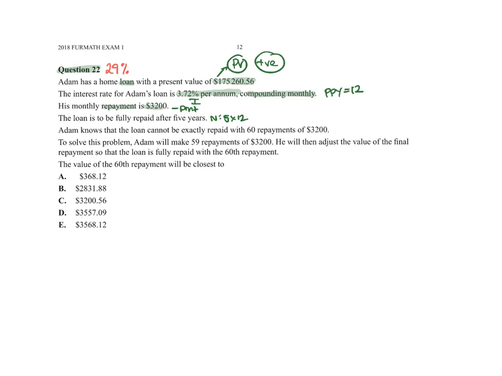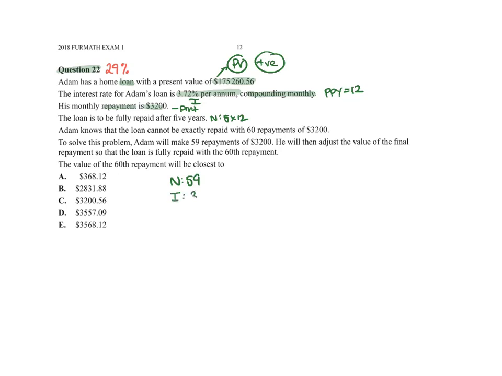All right, but Adam knows that the loan cannot be paid exactly with 60 repayments of 3,200. To solve this problem, he'll make 59 payments of 3,200, then he'll adjust his final payment. Remember when I said about these scenarios way back, we always try to do the first part as a first scenario, then stop and move on. So we're going to see what's happening after 59 payments, see how much he still owes. So we're going to do N as 59 payments.